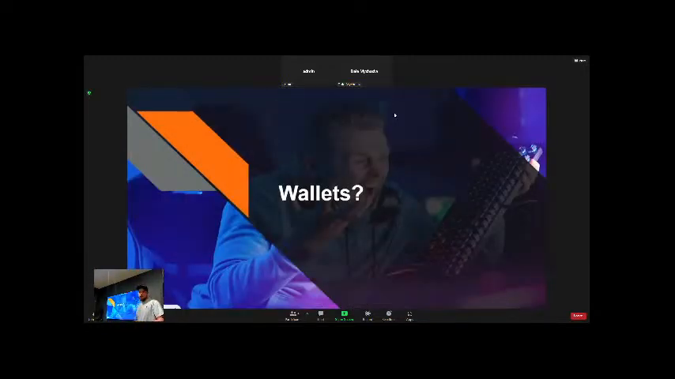So that brings us into wallets. We kind of understand where Bitcoin came from, what the monetary system is, what some of the differences are between the two networks, and that brings us into wallets and how do you get involved in Bitcoin, how do you buy it, how do you hold it, and so on and so forth.